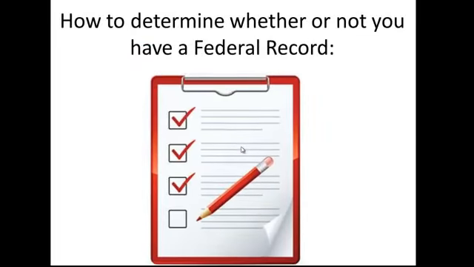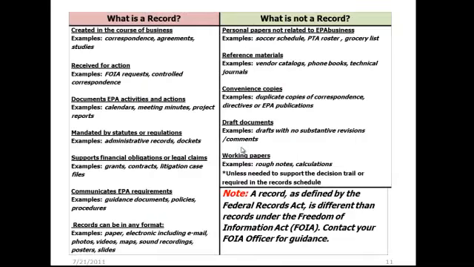So how do I determine whether or not I have a federal record? Let's take a look at a couple of tools. This is an example of a cheat sheet that you can use that's located on OECA's intranet website. Here it gives you a description of a type of record and the circumstances for which the record is created. For example, if you get a FOIA request and it's received for action, then it's commonly considered a record. Or you have an administrative record that is mandated by statutes or regulation. Something like this might be considered a record.